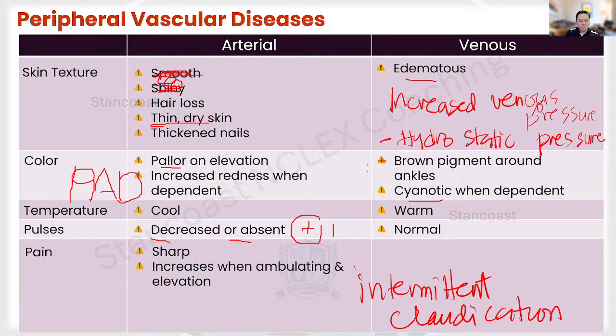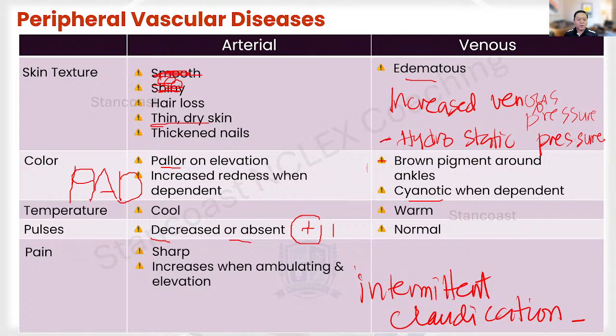Claudication simply means that there is pain when the patient is walking, and the pain will disappear when they stop walking. All right. Or it could be caused, or aggravated, by exercise, and it will be relieved when they rest. And again, the reason for that is the poor circulation to the lower extremity.